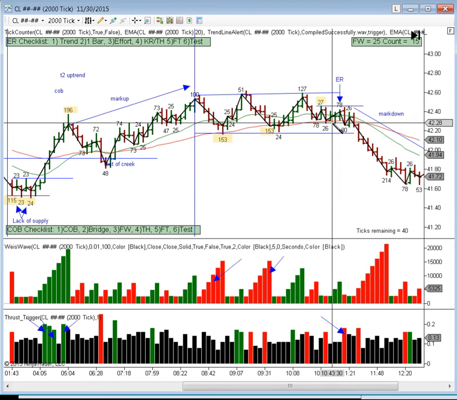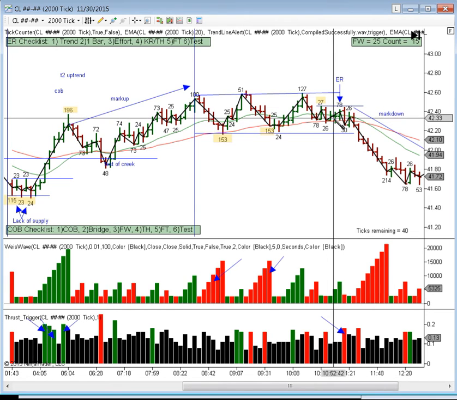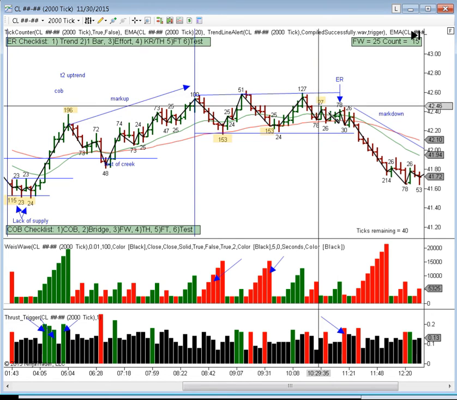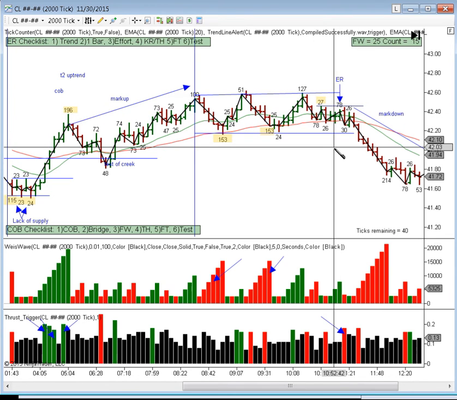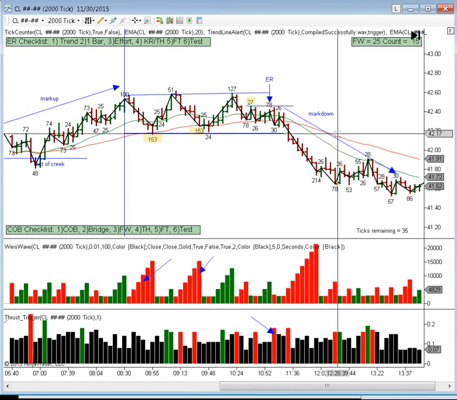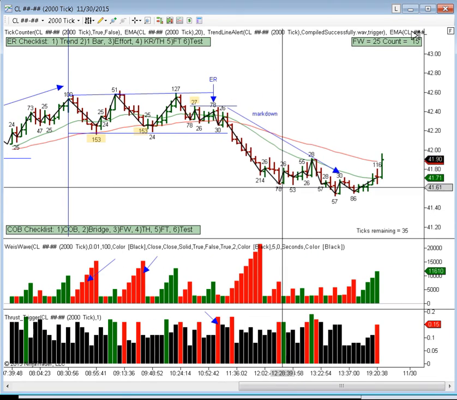How do you want to get in? Low of the thrust, middle of the thrust, it's up to you. But the stop needs to go above the 27, because that's where the market couldn't get above on 78 volume. It failed. So, and then this is the markdown piece of the trend.